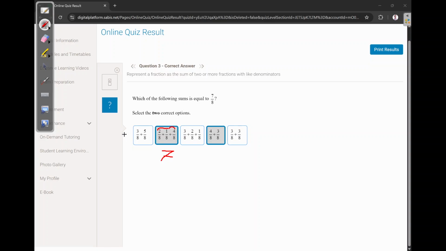And 3 plus 5 equals 8, so this one is wrong because they want 7. This one, 3 plus 2 equals 5, plus 1 equals 6. So this one is wrong because we need it to be 7. 4 plus 3 equals 7, so this is correct. 3 plus 3 equals 6.